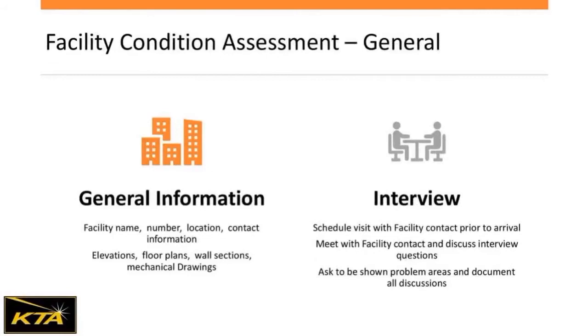So some general information: at the onset of a facility condition assessment, there is general information we obviously need to gather. The facility name, the facility number, location, and the contact information. Also, building plans and specifications, as-built documents are important if they're available, such as elevations, floor plans, wall sections, mechanical drawings, those kind of documents.